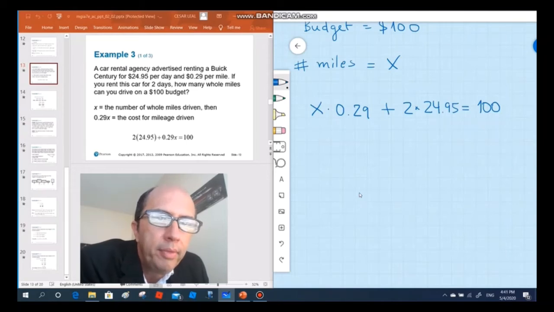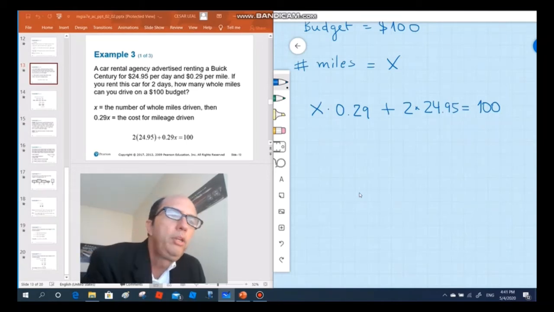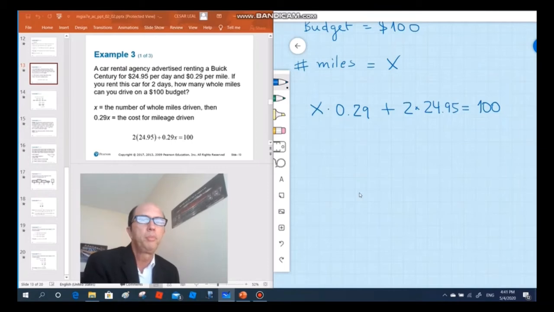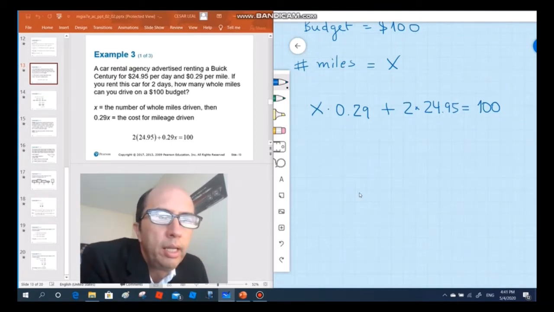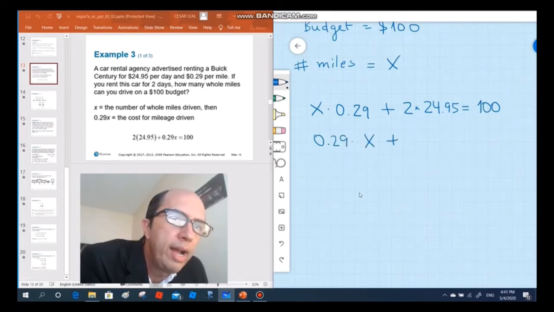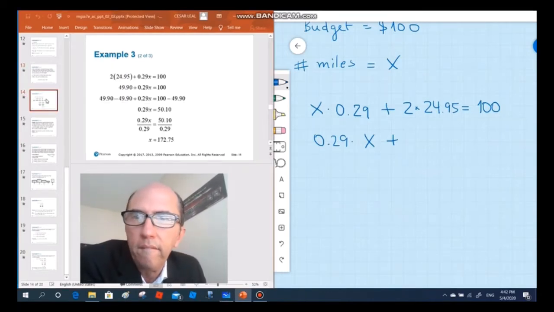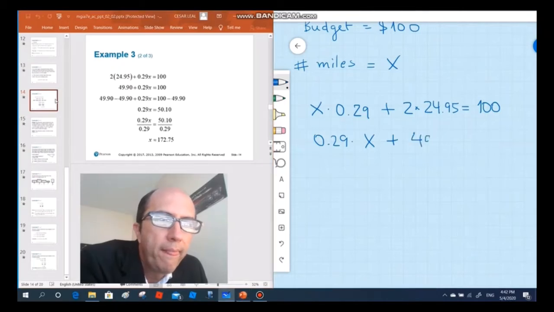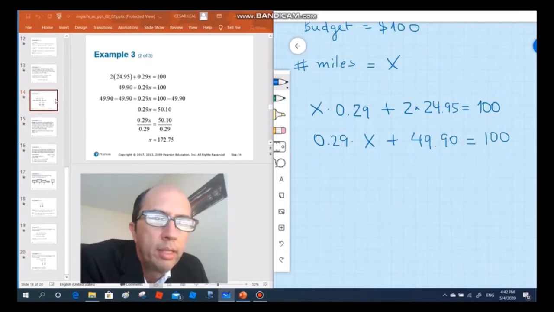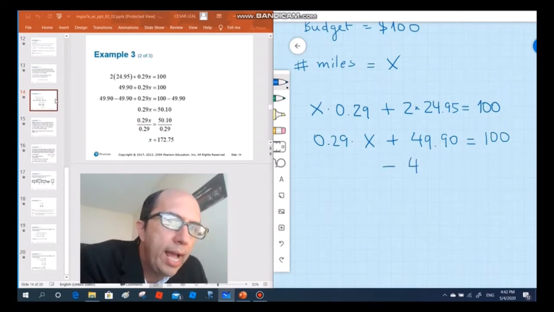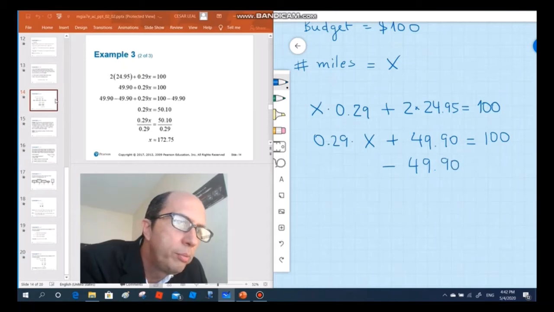Well, first thing, simplifying, we use addition property and multiplication property. And let's simplify a little bit here. Times x plus 2 times 24.95 is 49.90 equals 100. And now addition property, we can add 49.90 on both sides.